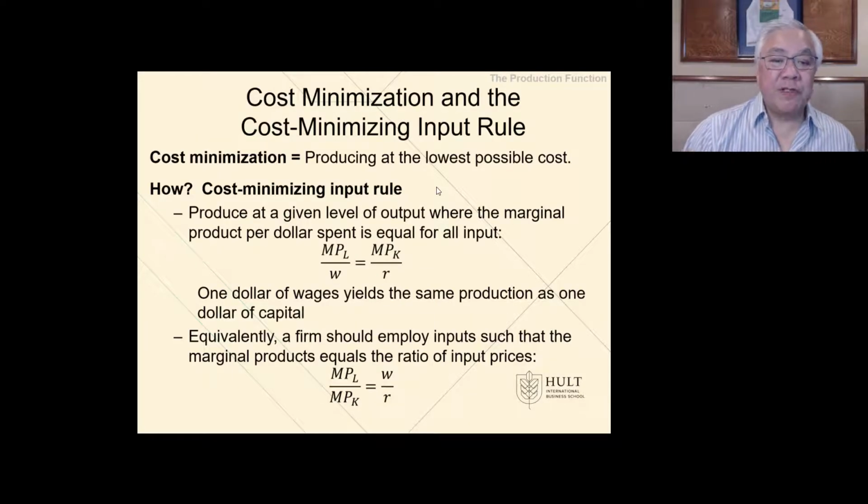Now we can see some rules that we can operate by when we're managing cost. Here's the rule: we would produce at a level of output where the marginal product of labor per dollar spent equals the marginal product of capital per dollar spent. That's expressed here: MP of labor divided by the wage rate equals MP of capital divided by the rental rate. The reason this has to be true is that if they weren't equal, you would move your resources in the other direction. Equivalently, we can rearrange terms again to say that the ratio of the marginal product of labor to capital equals the wage to rental ratio.